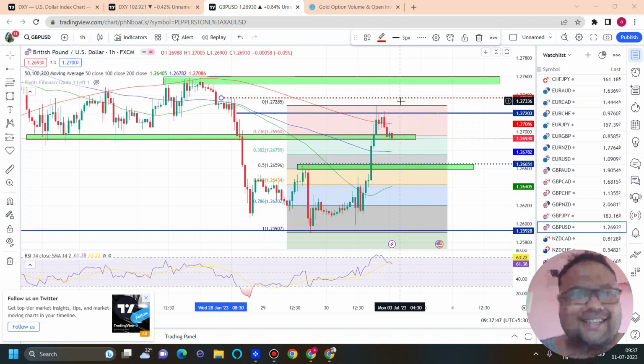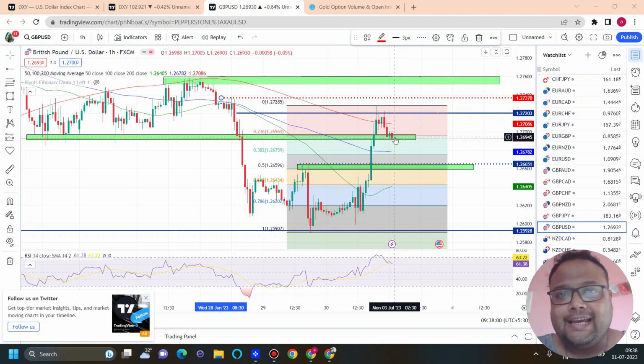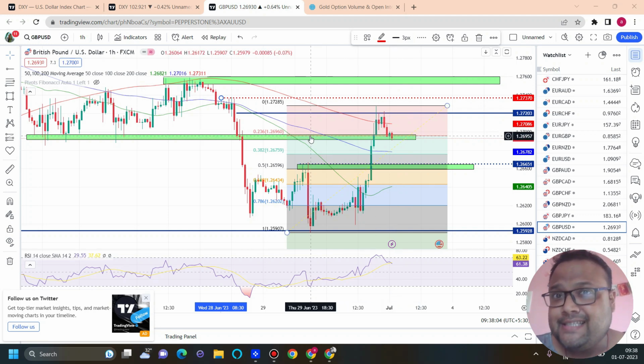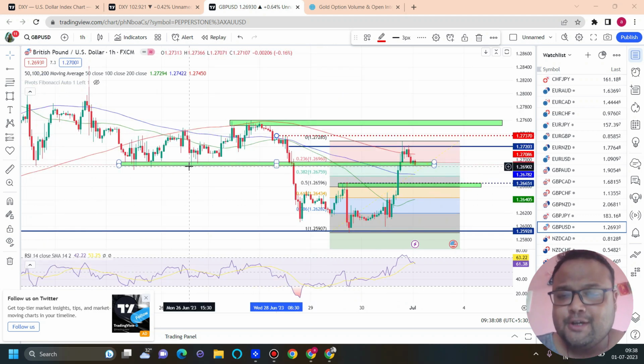So let's get started. This is a 1 hour chart of GBP USD in front of us, and more or less our levels did a fine job on Friday. Friday market closed at 1.2693, which is also the FIBO 23.6% retracement level and also the previous support. So let's look at the trading opportunities for Monday one by one.